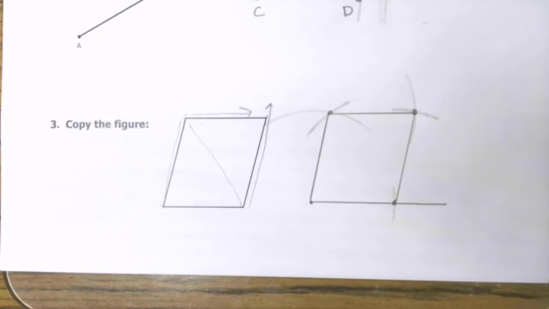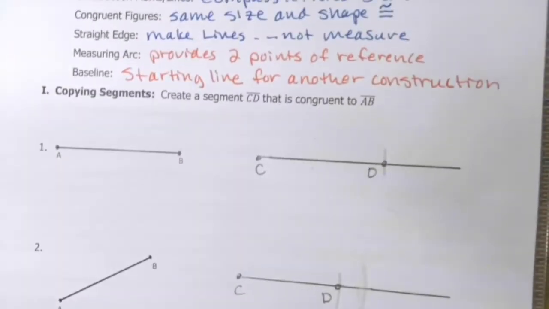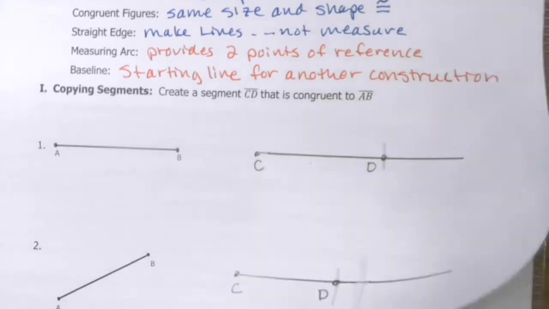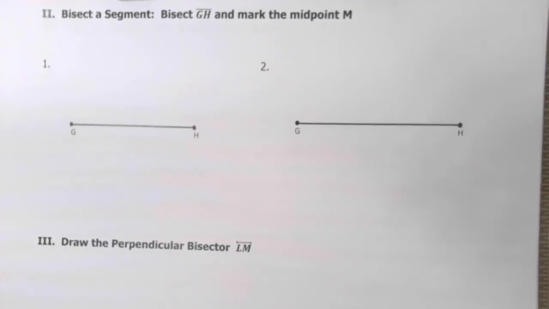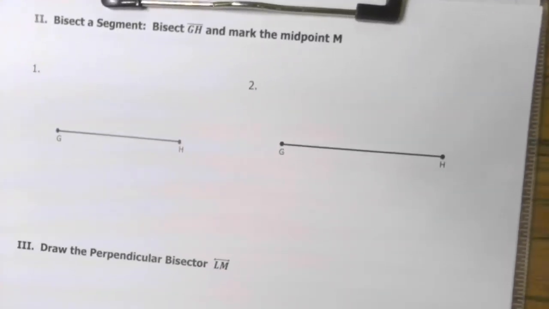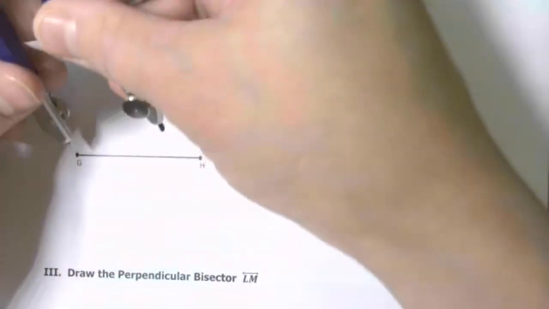We're going to go on to a review construction. This is one we've already done a couple times. It takes a little more practice than the others. We are going to bisect a segment. We're going to bisect segment GH and mark the midpoint M. Hopefully this is something you can do without too much extra help.